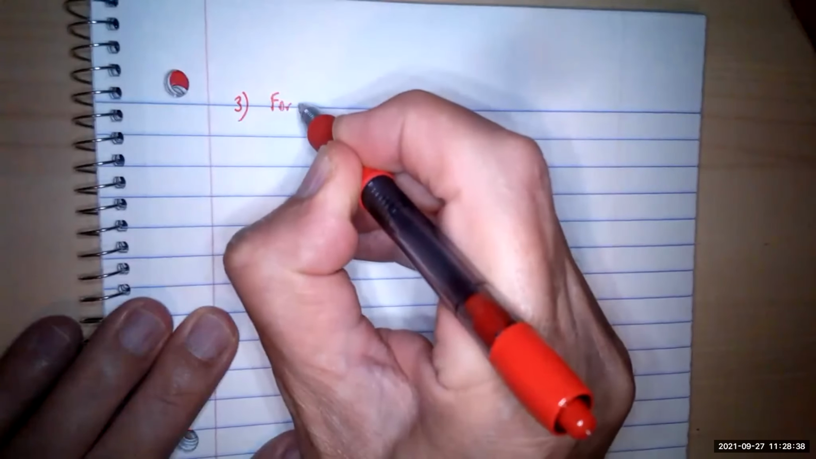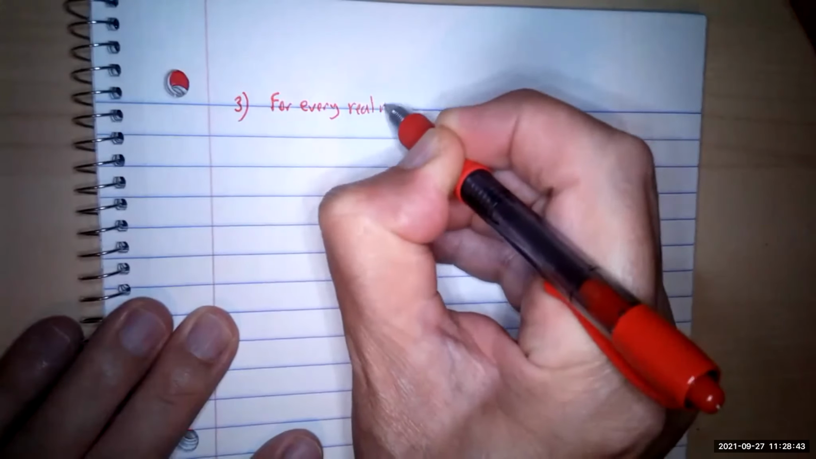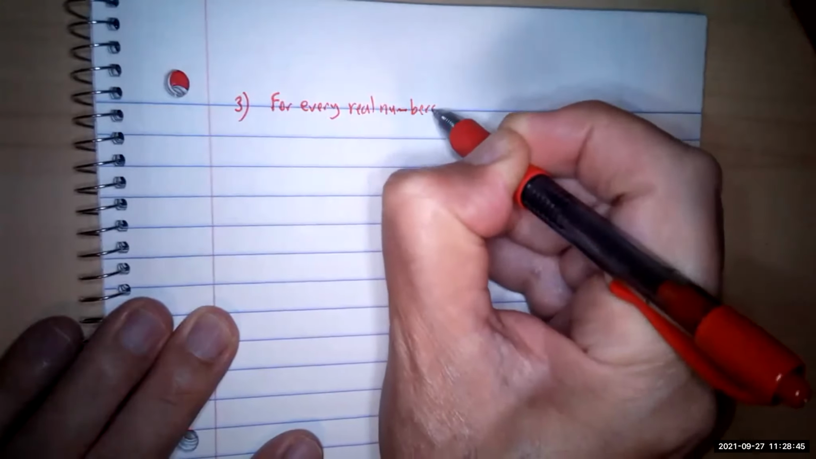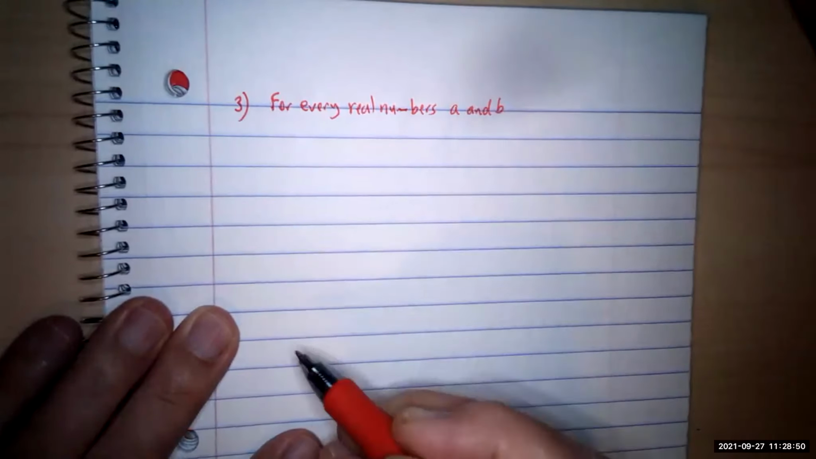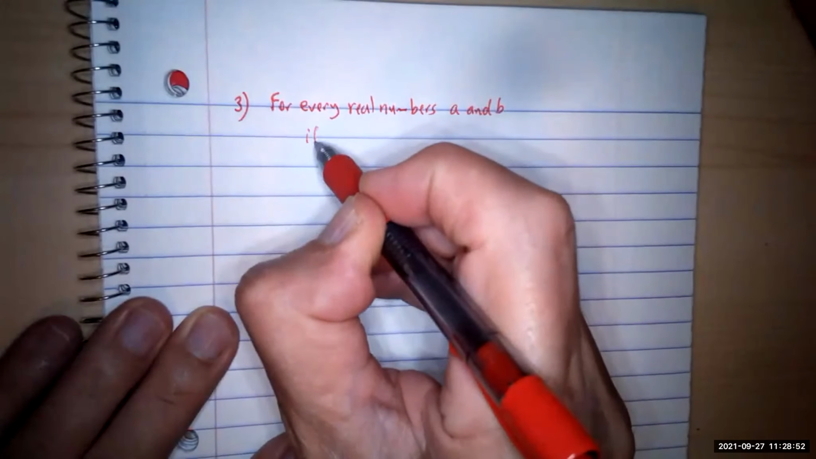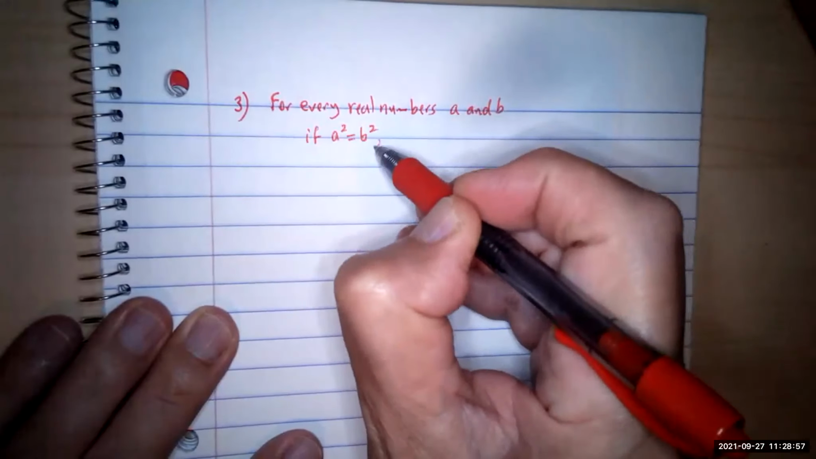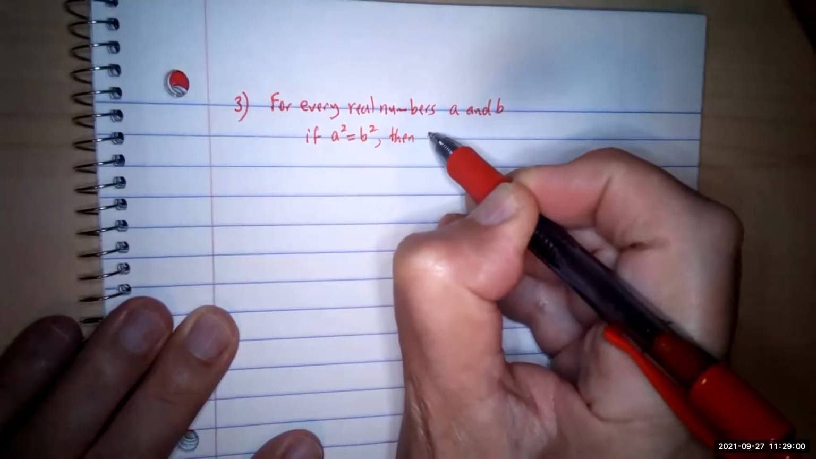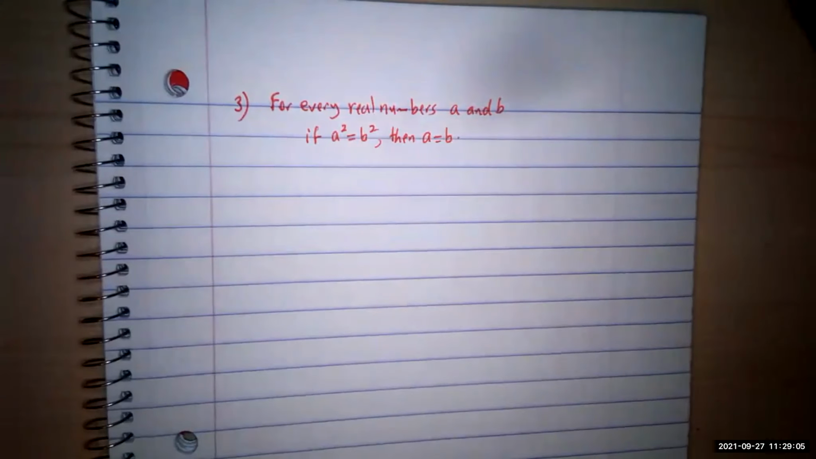For every two real numbers A and B, whenever A squared is equal to B squared, that would always imply that A is equal to B. Some people think that this is true. It's not true in general that if A squared equals B squared, then A would be equal to B. So we want to reject it.